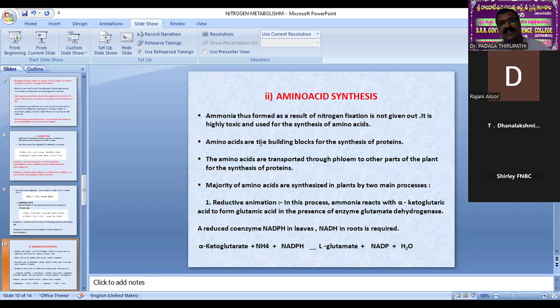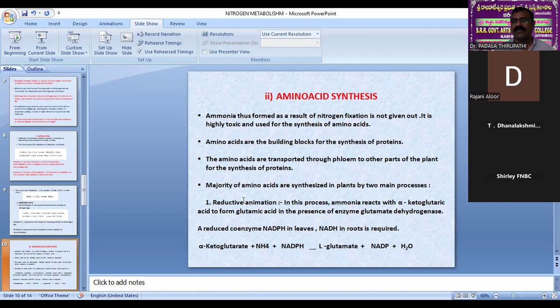Amino acids are the building blocks for the synthesis of proteins, because amino acids are the basic units of proteins. Proteins are complex molecules, but amino acids are the simpler molecules responsible for the formation of proteins through peptide bonds. Am I right? The amino acids are transported through phloem to other parts of the plant for the synthesis of proteins. The majority of the amino acids are synthesized in plants by two main processes. Number one is reductive amination. The second one is transamination.